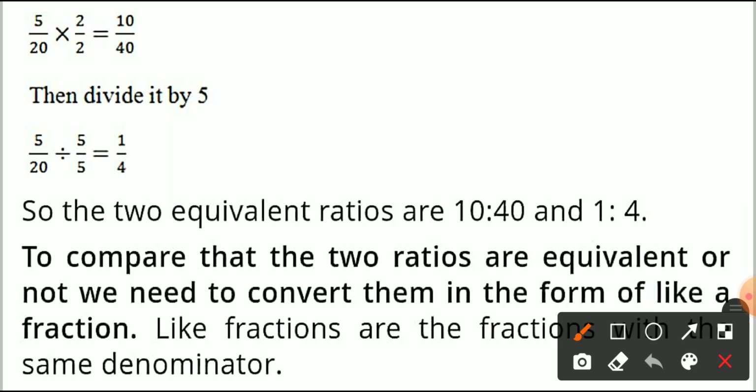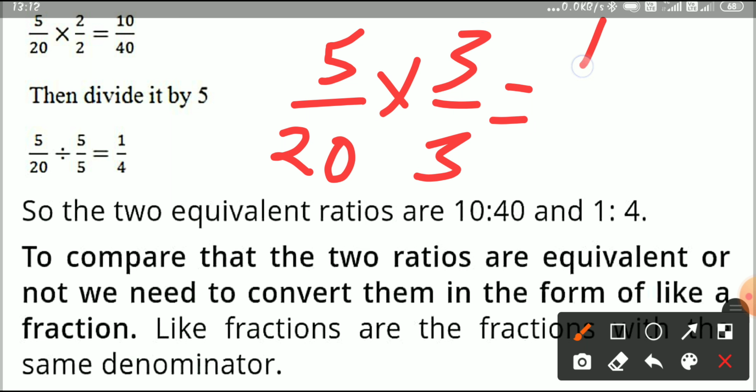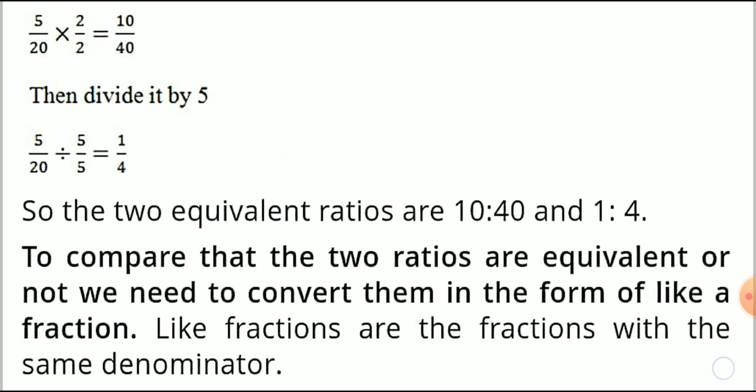One more equivalent ratio I'm going to calculate for 5 upon 20. I'm going to multiply it by 3. You can also do it like this: 5 times 3 is 15 and 20 times 3 is 60. So the two equivalent ratios are 10 to 40 and 1 to 4.